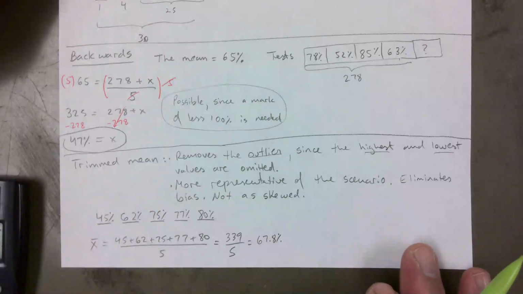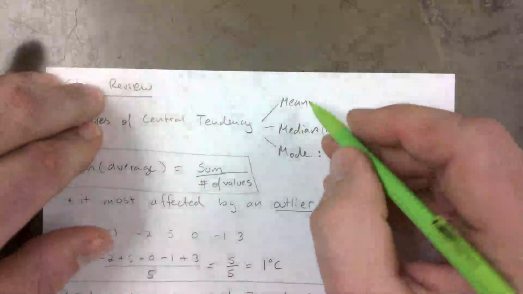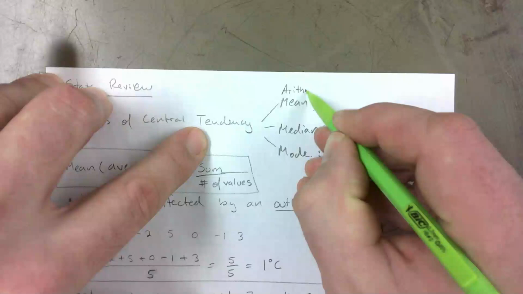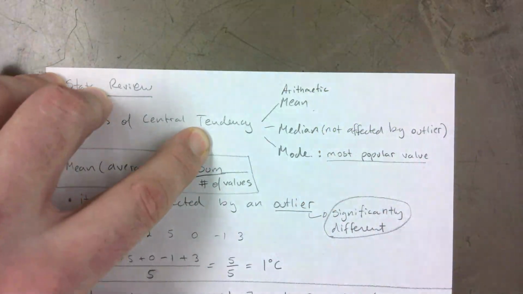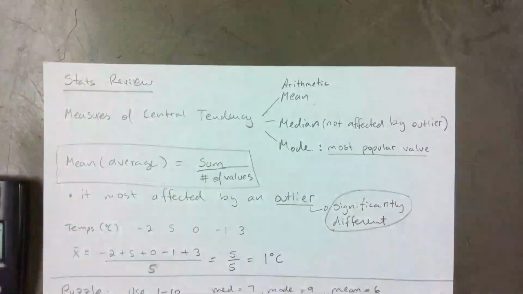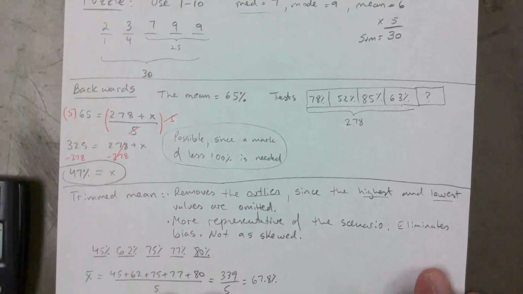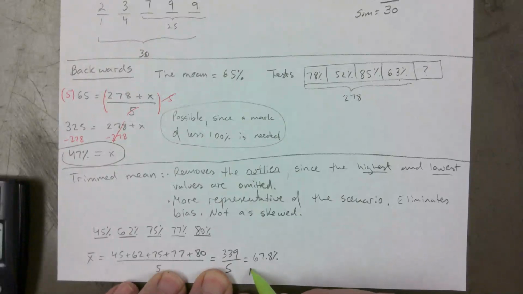Now this just reminds me, let's go up here quickly. This is the arithmetic mean. The arithmetic mean is the average that you all grew up working with. So that's what this is, the arithmetic mean. And so I'm just going to say again, arithmetic.